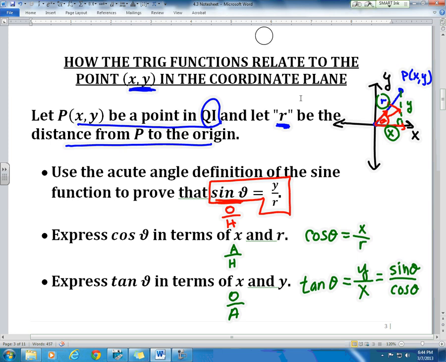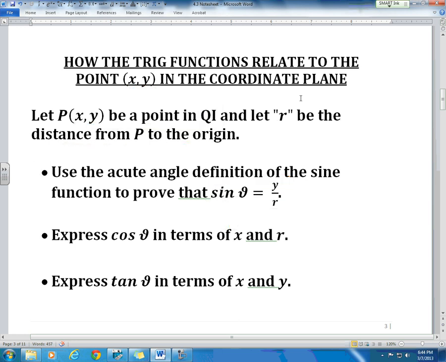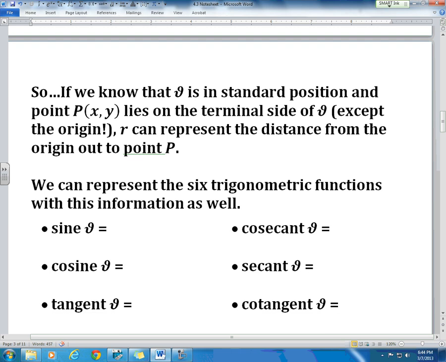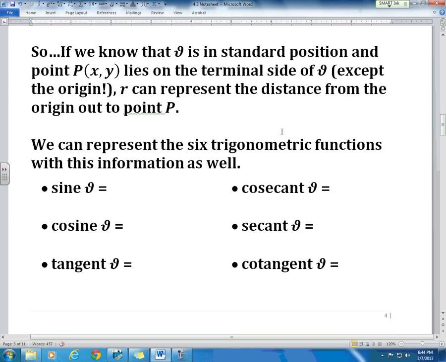So I'm going to move on to the next screen where we're going to write down all these definitions. This next screen will be an important place in your notes for reference as we start some of these problems. What this says here is, if we know that theta is in standard position, that means that the vertex of our angle is at the origin and our initial side is on the positive x-axis, and point P lies on the terminal side of theta except the origin. R can represent the distance from the origin out to point P. So that's kind of what we just drew over there.